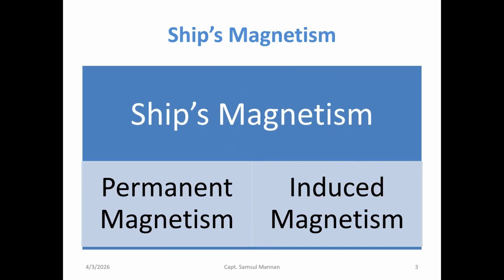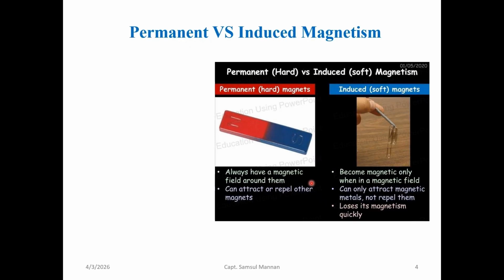So the ship's magnetism we can divide into two distinct categories. One is permanent magnetism, another one is induced magnetism. What is permanent magnetism? Permanent magnetism is a magnetism where the magnet retains its magnetic property once you take that magnet out of the magnetic field, whereas induced magnetism doesn't retain any magnetic property once you take the induced magnet out of the magnetic field.